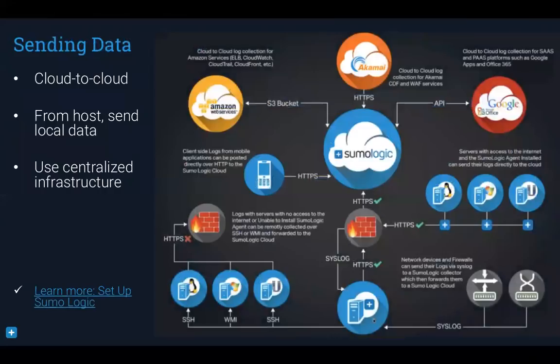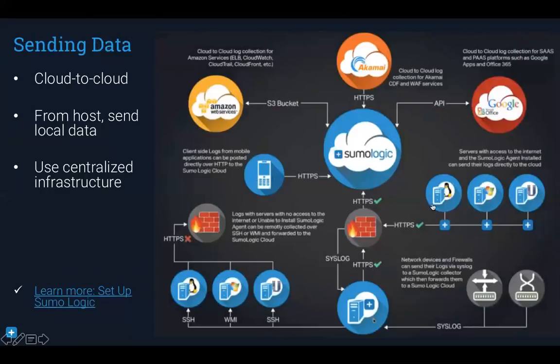So sending data to Sumo is fairly straightforward. There's two main ways that you can do it. One is cloud to cloud. So everything on the top of this graphic is a cloud to cloud integration. For example, sending data from AWS. You send data through the S3 bucket, or you can send cloud to cloud collection from Akamai, like CDF or WAF services over through HTTPS. Or we also have some APIs to SaaS and PaaS platforms, for example, Office 365 and Google Apps. So that's one way, cloud-to-cloud integration.